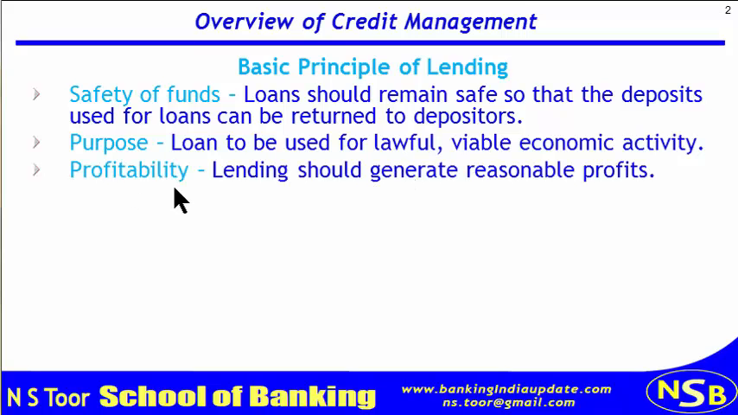Third, profitability. Friends, whenever banks are lending, the loans must generate some reasonable profit. Banks make use of depositors' funds on which they pay interest, and in turn they receive interest from borrowers, and between the interest paid and interest earned, there must be some reasonable spread. Banks must make profit out of lending so that they can continue their lending and other activities.